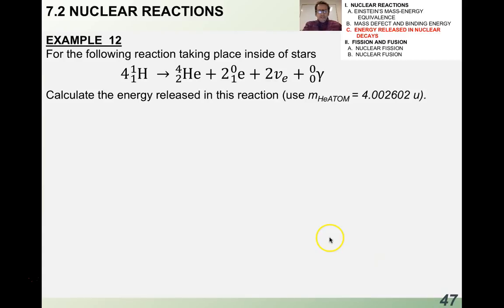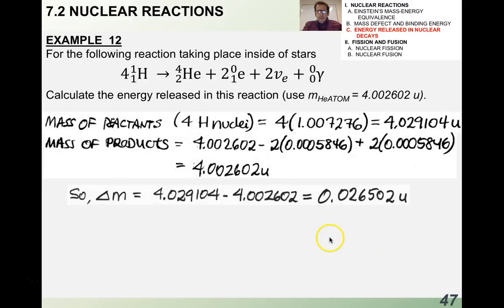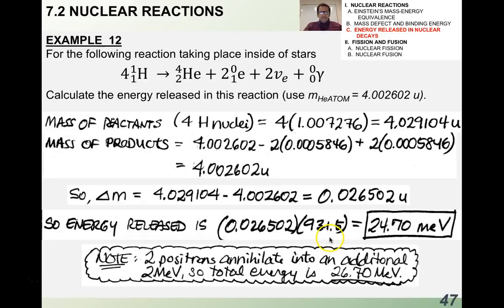And to finish this video, there's an example, okay? I want you to actually calculate the energy released in this reaction that we talked about in the last slide. Go ahead and pause the video and try this one. Okay. I got that the energy released is 24.7 mega electron volts.